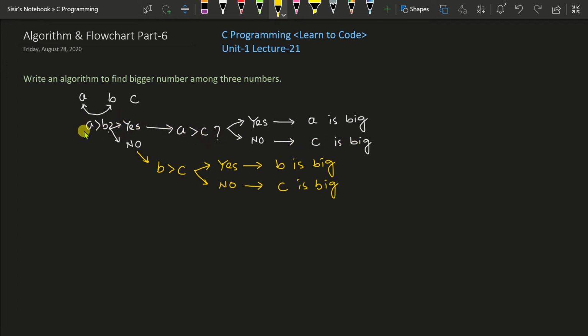Similarly, if A greater than B is no, that means B is big. Is B greater than C? If it is yes, then B is big. A greater than B is false, that means B is big, but B is not greater than C. So not means no. So C is big.